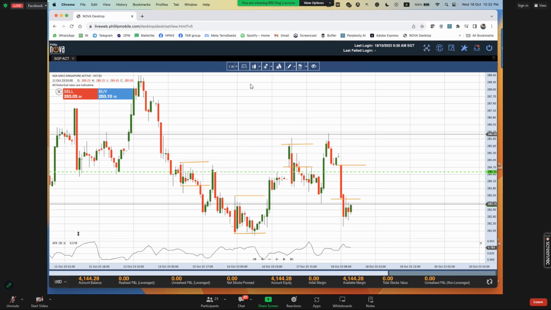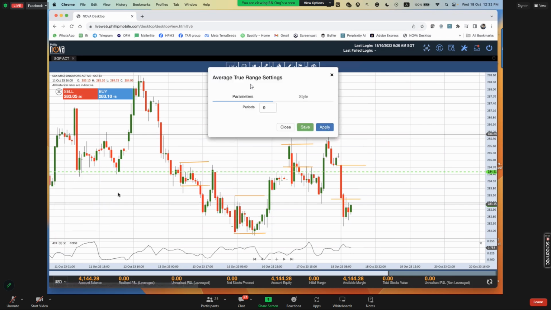Once you add that in, change the setting to 9. Double click the ATR name here on the left hand side. Double click, change the setting to 9. It should be 14 or 12 for you, but change it to 9.